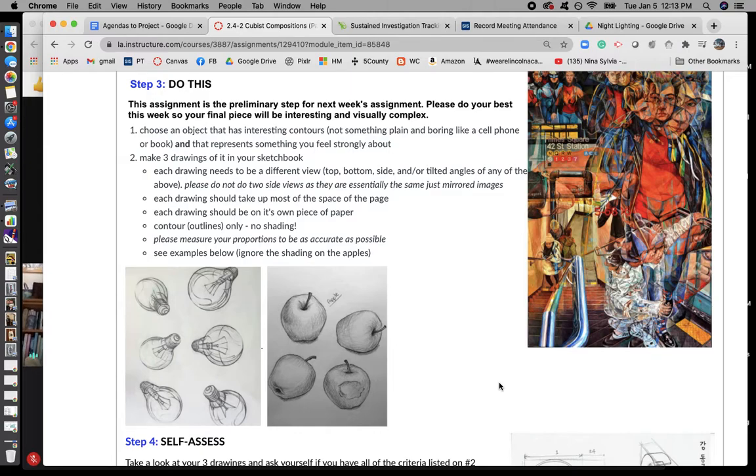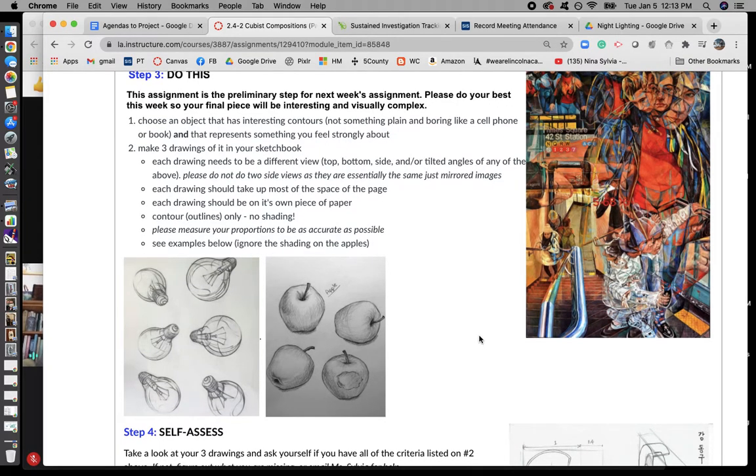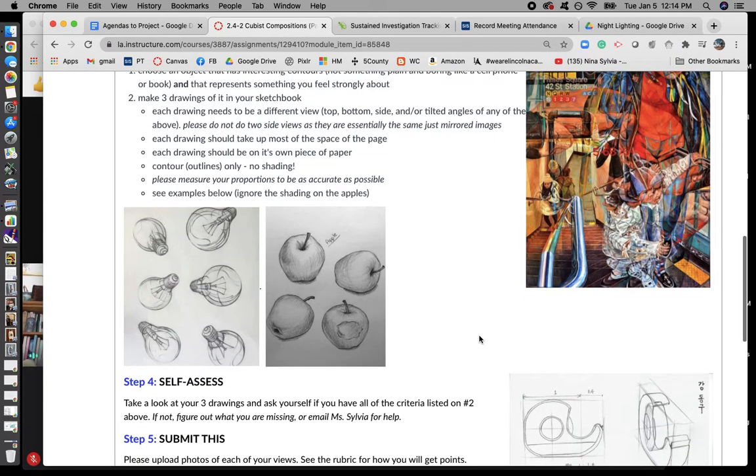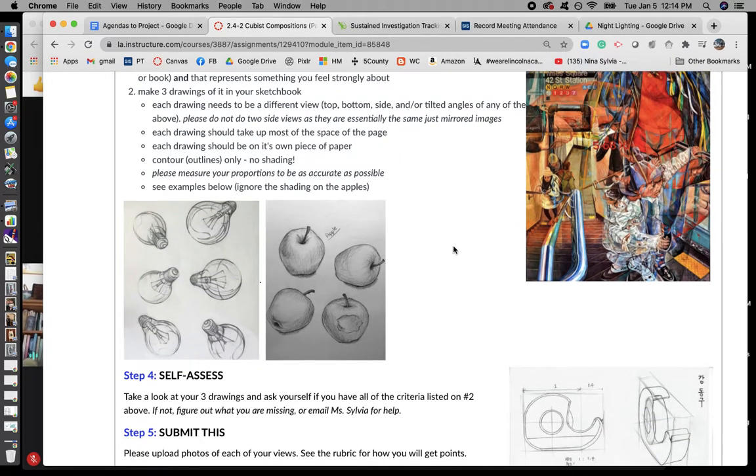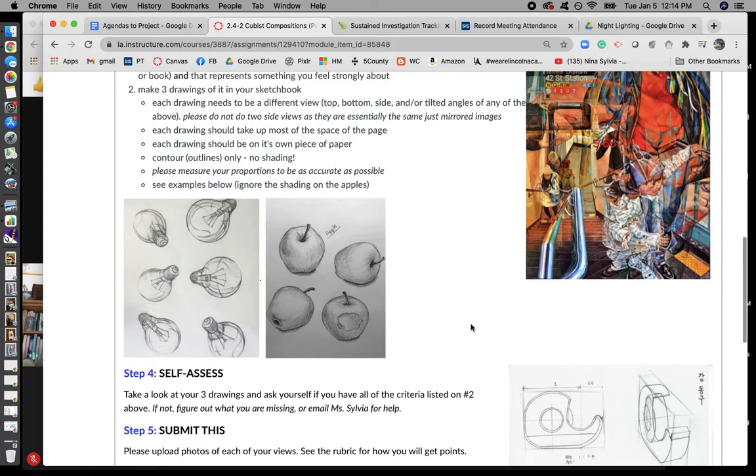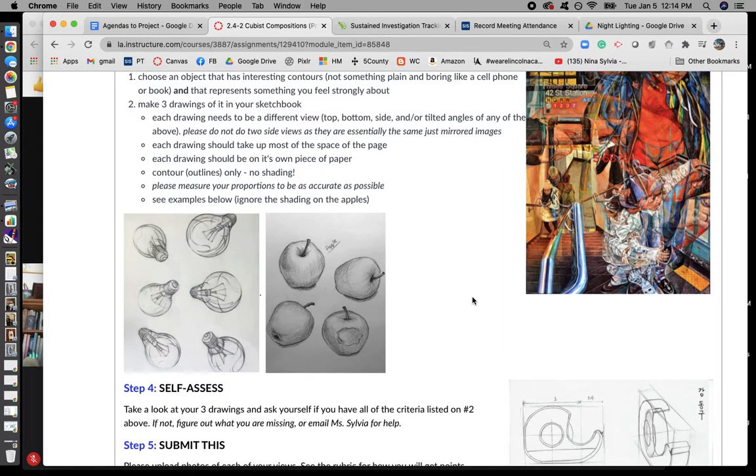What you're going to do this week is a preliminary step for next week's assignment. So the better job you do now, the better your final piece of art is going to be. Please choose an object that has interesting contours and that represents something you feel strongly about. You're going to make 3 drawings of it in your sketchbook, and each drawing needs to be from a different view. So you need to do a top view, a side view, maybe a bottom view, or an angled view. Please don't do 2 side views because that's basically the same view, just facing in a different direction.